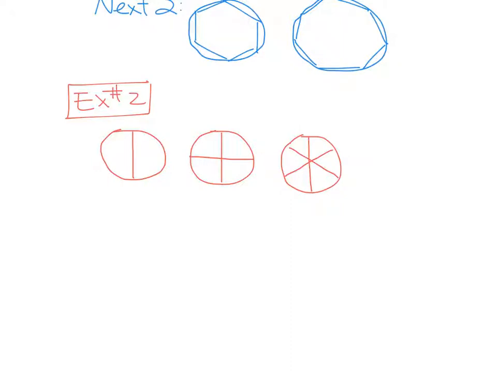Okay, so if I have those three circles and I said, what conjecture could you make about the number of regions 20 diameters would form? What's a diameter? A line across the middle, okay?